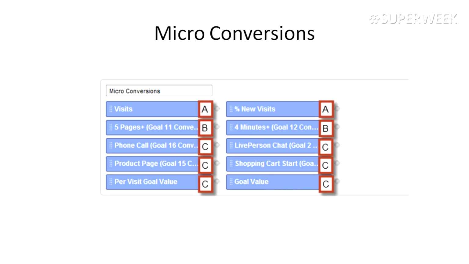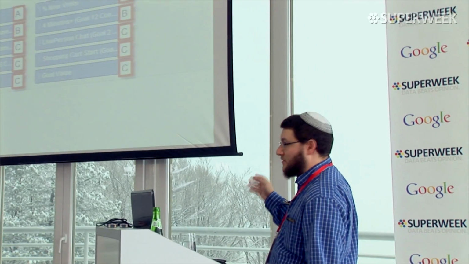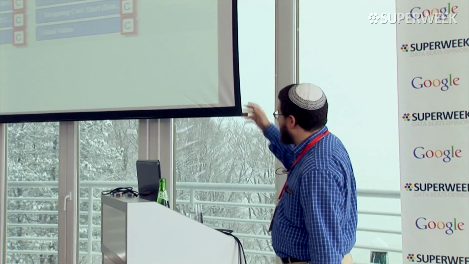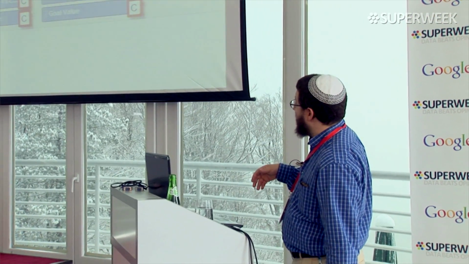So I'm going to zoom in, right? The visits and percent new visits are the acquisition metrics. Things like pages per visit, I created a goal, and time on site, I created a goal. Those would be behavioral metrics. And here's a list of some others. For this particular company, I wanted to see some micro conversions, right? These are things like: did they view a product page? Did they add something to their cart? Did they call or chat? Did they contact me in some sort of way?